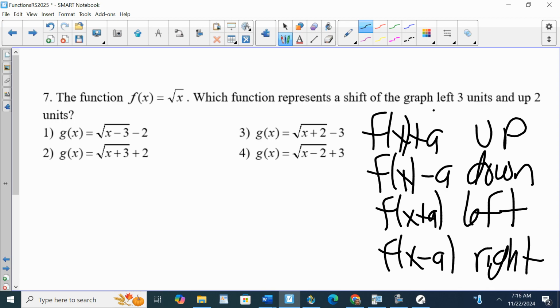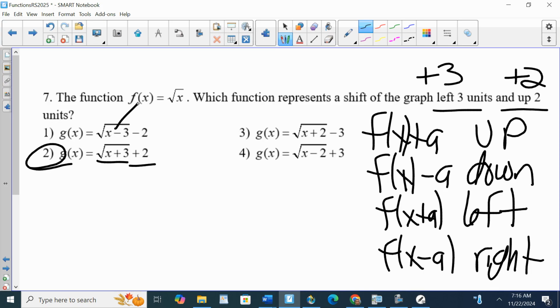So if it wants me to go left 3 and up 2, well, left 3 would be adding 3 to just the x. Up 2 would be adding 2 to the whole thing. So I'm looking for adding 3 to just the x, adding 2 to the whole thing. Choice 2 is your answer. The first one is right 3, down 2, left 2, down 3, right 2, up 3, left 3, up 2.